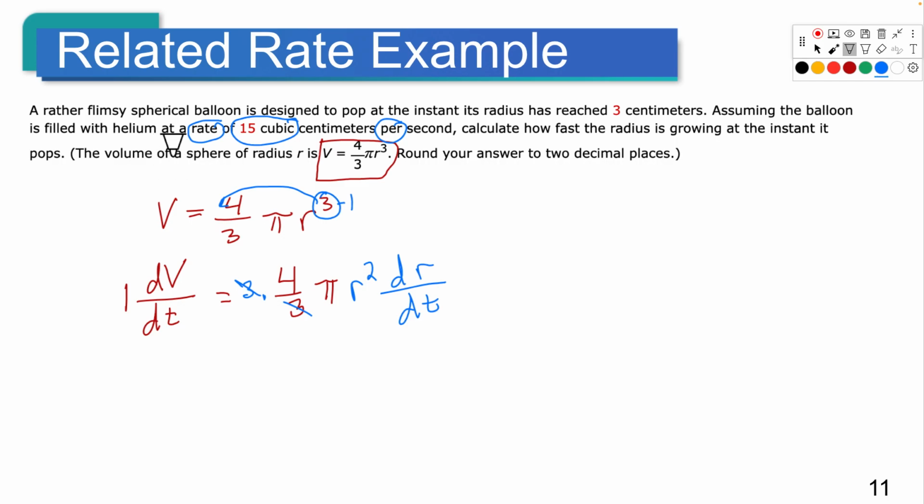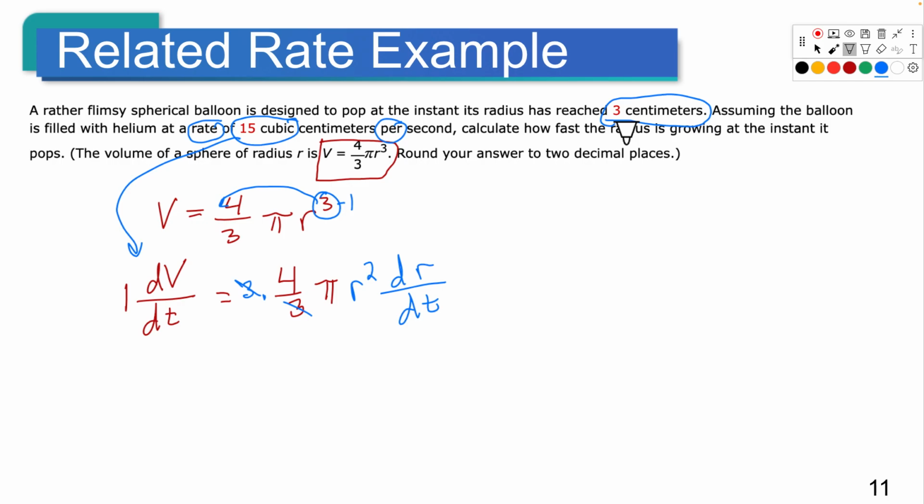Assuming the balloon is filled with helium, the internal part of a balloon, that's what we call volume, right? There's a radius in there, but what's getting filled, that's the volume. This 15 is the dV/dt, okay? We have another number here, 3 centimeters. What is lacking from this unit? It doesn't have a per. This 3 centimeters is not a derivative, okay?